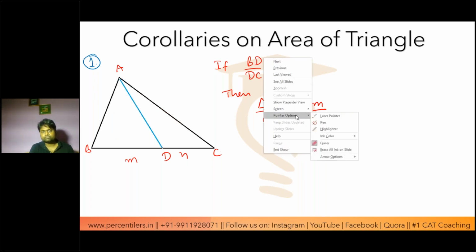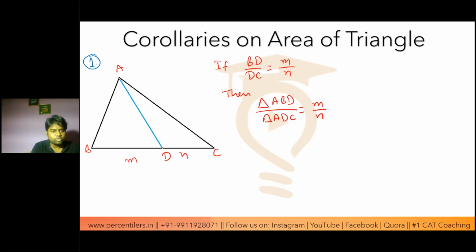बताता हूं क्यों. If you drop a perpendicular from A on the base BC, let us say this is AP. Don't you think AP is the common perpendicular to all the three triangles? For the triangle ABC also, AP is the perpendicular. For the triangle ABD also, AP is the perpendicular. Even for the triangle ADC, AP is the perpendicular. Isn't it?